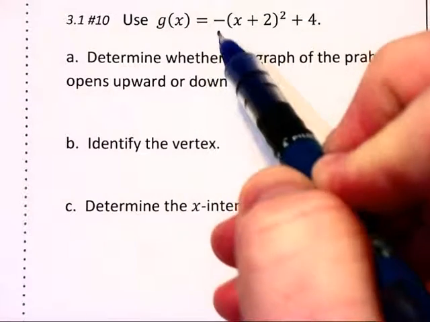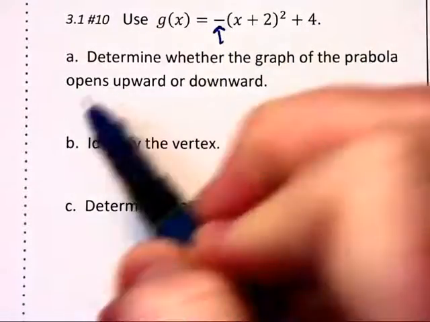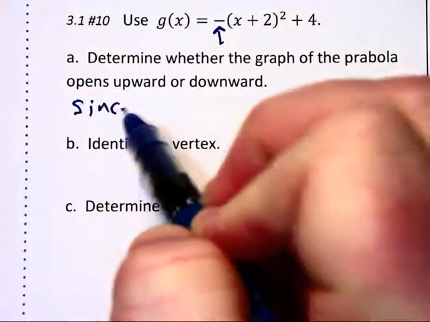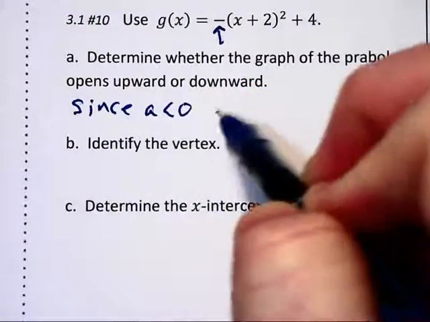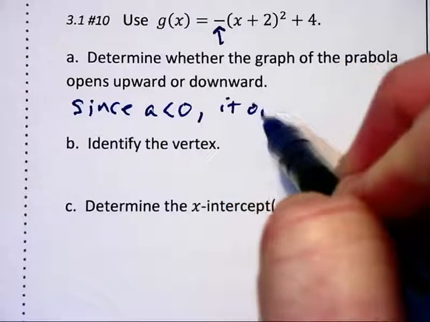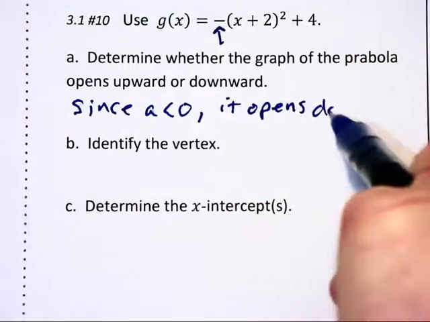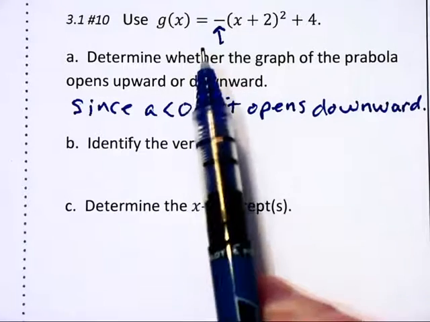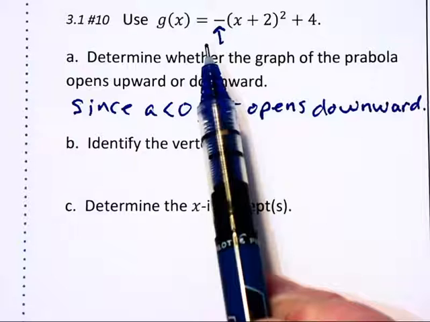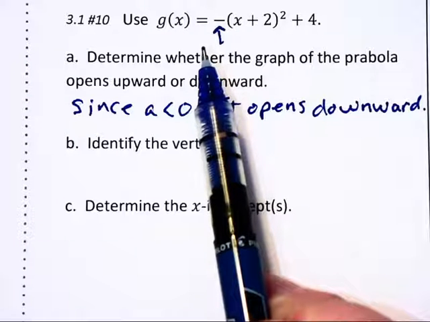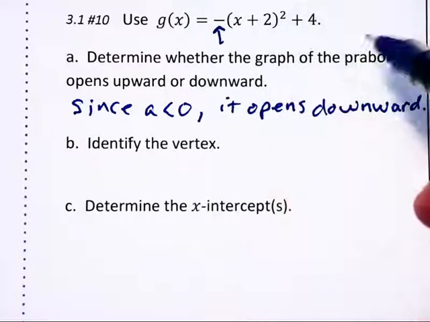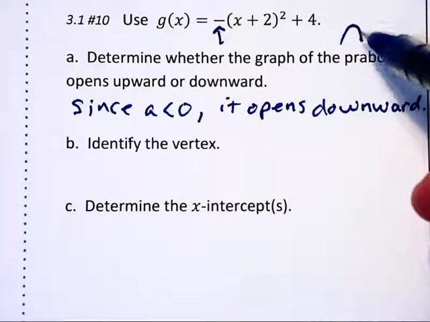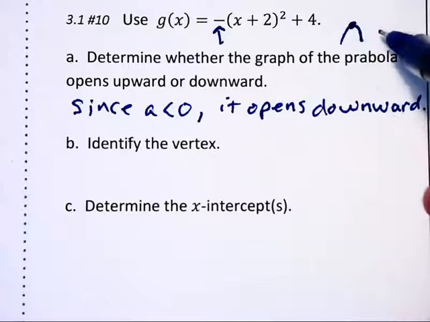Since this leading coefficient is negative, or since a is less than 0, that tells us it opens downward. Had this value of a been positive, then the parabola would have been opening upward instead. When a parabola opens downward, it has a maximum value. When it opens upward, it has a minimum value at its vertex.